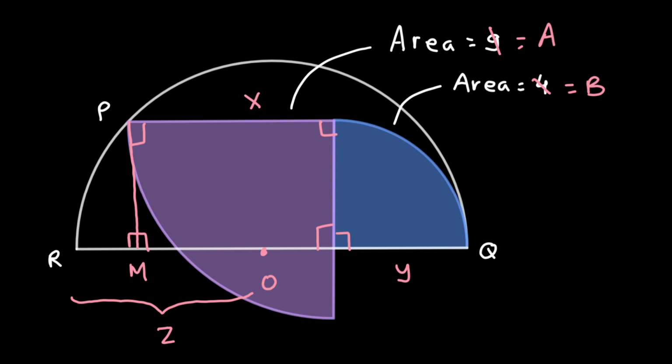Now in a rectangle, opposite sides are equal. If this side is having a length x, this side would also have a value x. What can you say about the length of this side? So look carefully that it is the radius of this blue quarter circle, hence it would have a value y. Therefore the length of this line segment would also be equal to y.